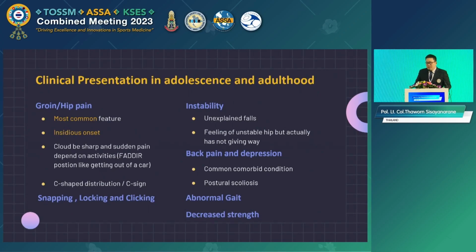The next important thing we have to ask the patient about is related back pain, spine pain, and other complaints, which may be abnormal gait or decreased strength of the hip.